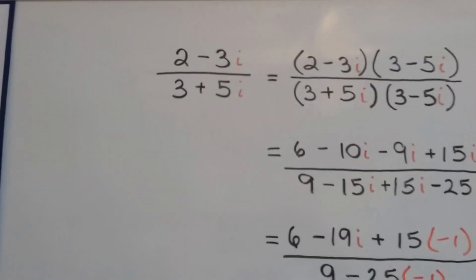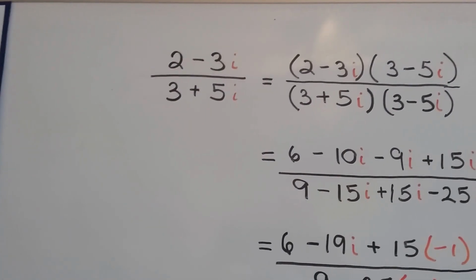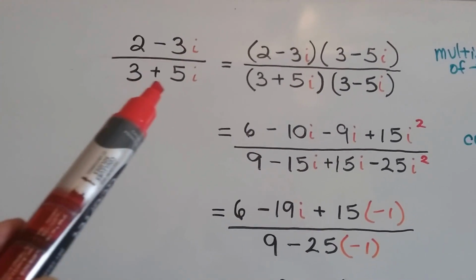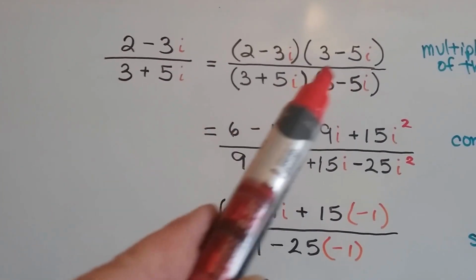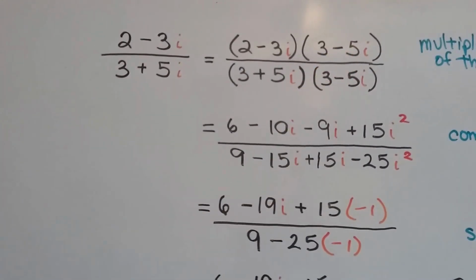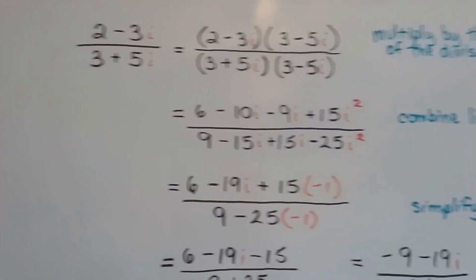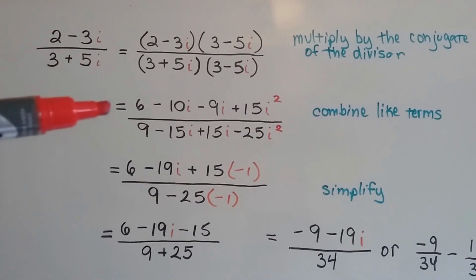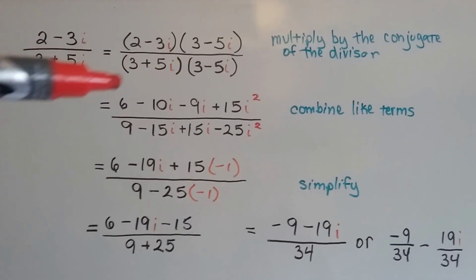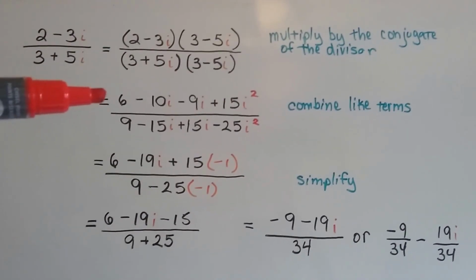Take a look at this one. We've got 2 minus 3i divided by 3 plus 5i. Here's our divisor, 3 plus 5i, so its conjugate is 3 minus 5i, and we're going to use that as our 1, 3 minus 5i over 3 minus 5i. We're going to FOIL this, and you should know how to FOIL now. We FOIL the numerator, we FOIL the denominator, we combine the like terms.